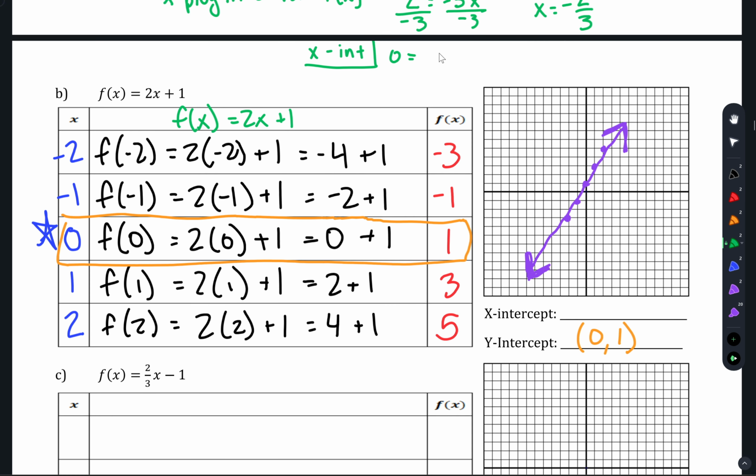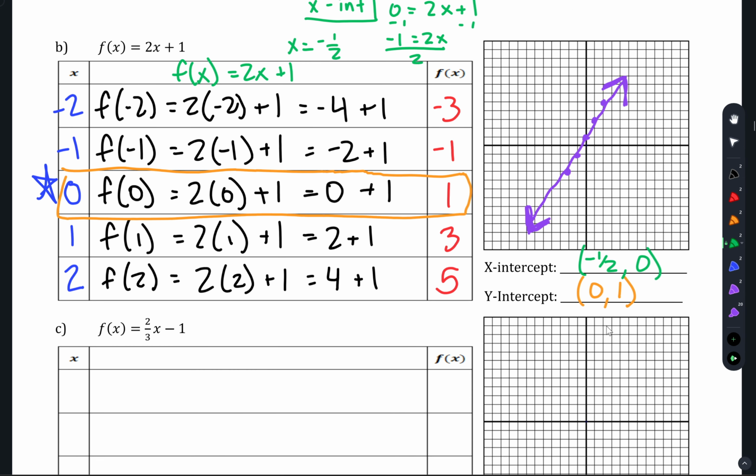So 0 equals 2x plus 1. We're solving for x. x equals -1/2. So that should be (-1/2, 0). Beautiful. Any questions on this? Okay, I'm going to shake up your world a second here. We're going to do one more, and then I'll leave you alone.